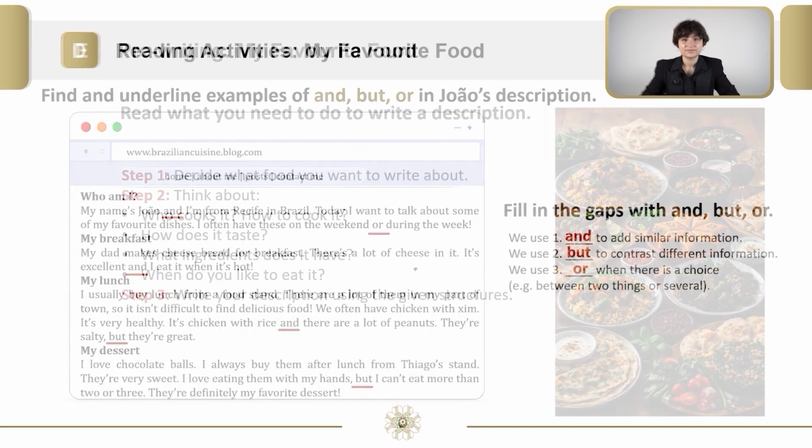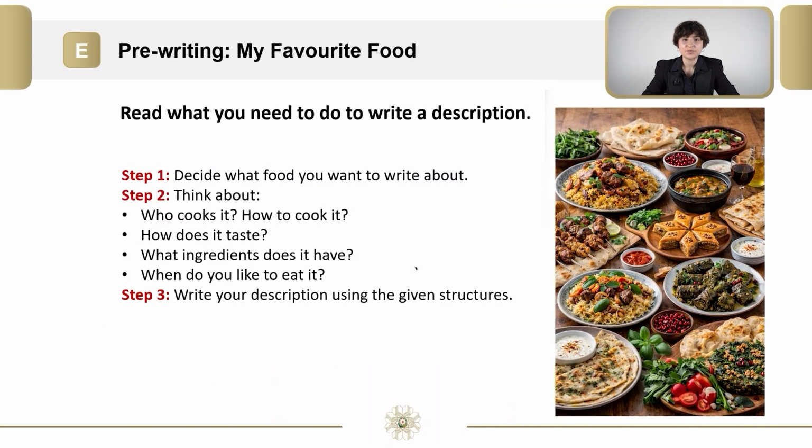Well done. Now it is time to prepare to write about your favorite food. For that, let's read the steps that we need to do to write a good description. Step 1 is decide what food you want to write about. Step 2 is you need to answer several questions.